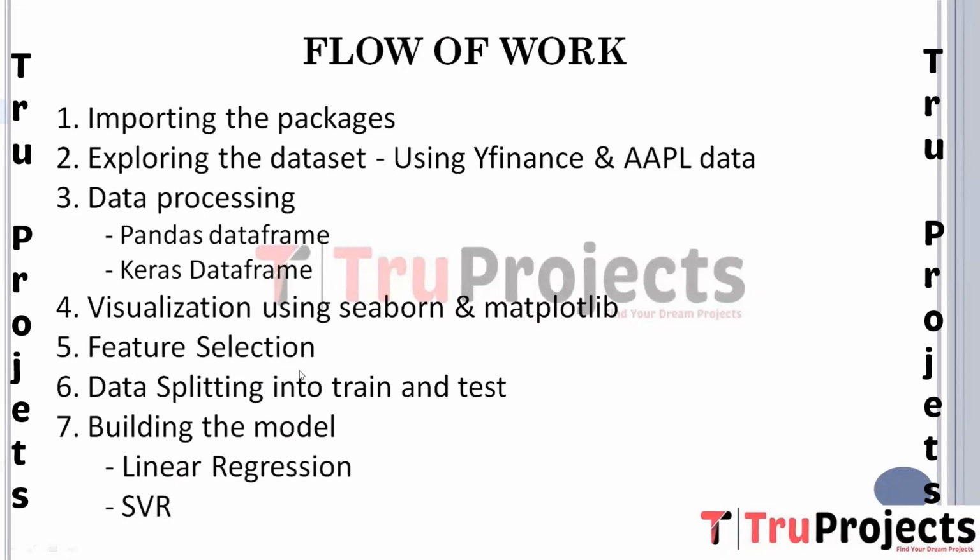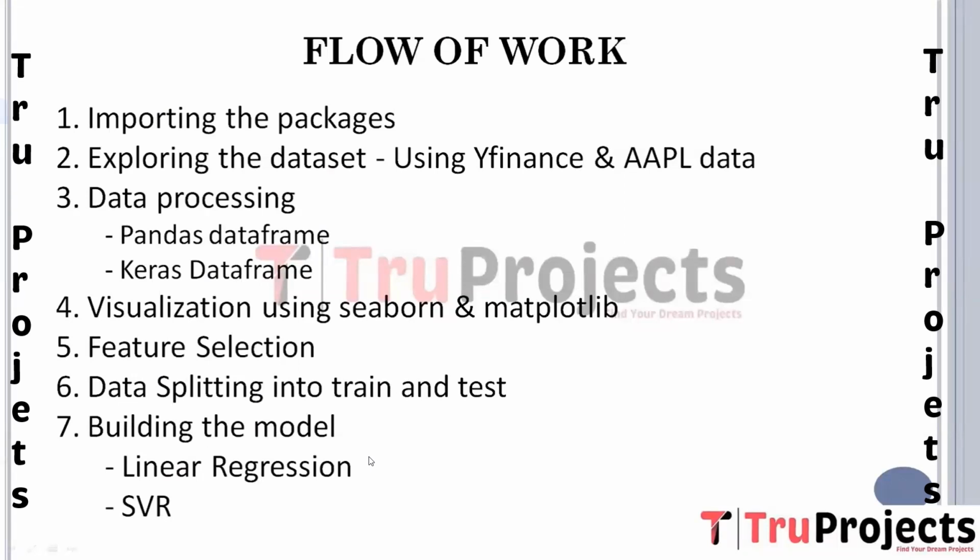Fifth, here we have feature selection. This step involves selecting the features that are most relevant to the machine learning task. Next, we have data splitting into train and test. This step involves splitting the data into a train set and a testing set. The train set is used to train the machine learning model and the testing set is used to evaluate the model's performance. Next, here we have building the model.